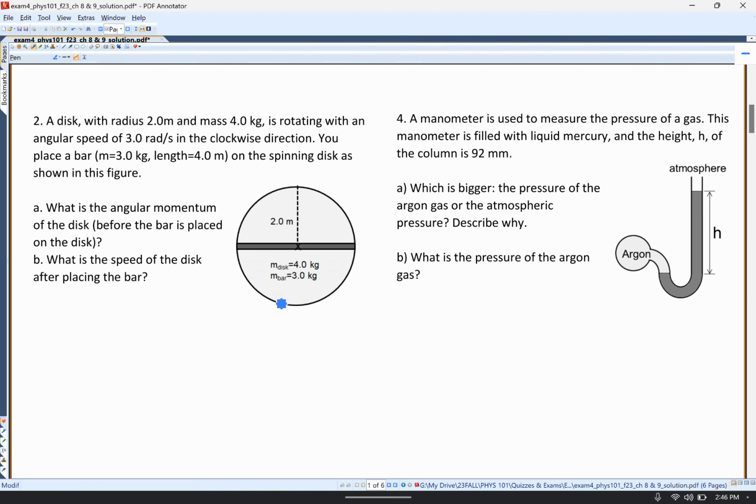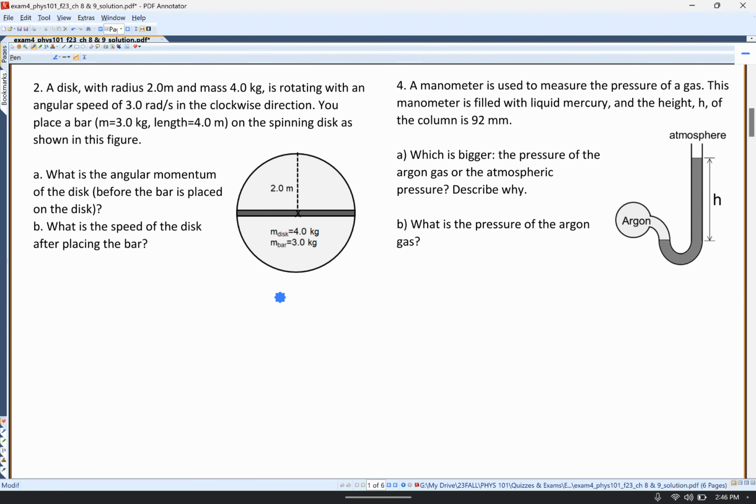Now I have a disk with a radius of 2 meters and a mass of 4 kilograms rotating at an angular speed of 3 radians per second. I want to know the angular momentum of the disk, and so for part A, I first have to find the moment of inertia of that disk, which is going to be 1/2 mr squared. That's for a cylinder. That's 1/2 of the mass, which is 4, times 2 meters squared. That's 2 times 4, that's 8 kilogram meters squared.